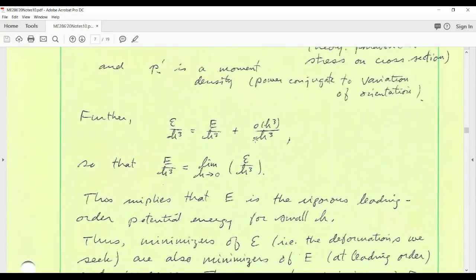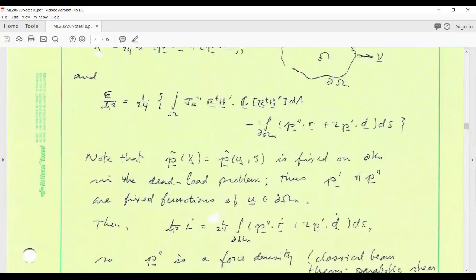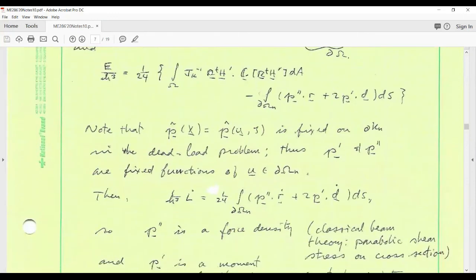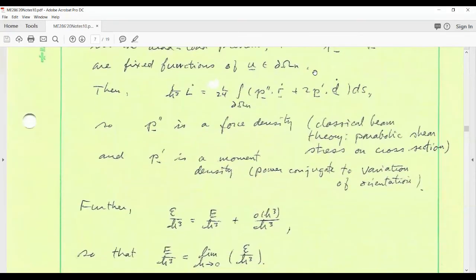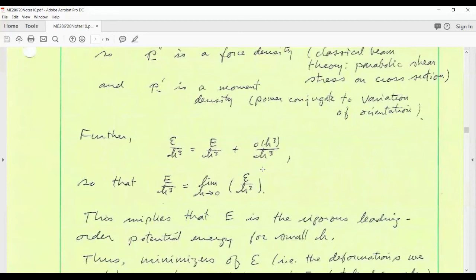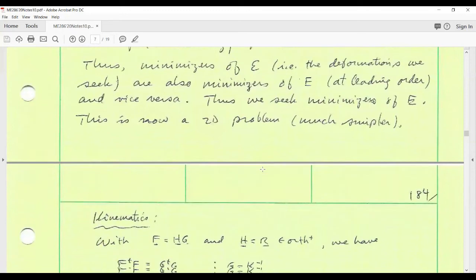Okay, and it's a much easier job to minimize this, notwithstanding the extra structure in the theory, because this is a two-dimensional problem rather than a three-dimensional one. Another way of saying this is that the three-dimensional problem in the limit of small h actually becomes a two-dimensional problem to leading order. Right? Of course, you can't make a plate have zero thickness, but the smaller the thickness is, the smaller these error terms become, and your approximation gets better and better.